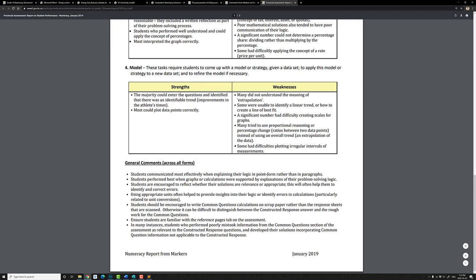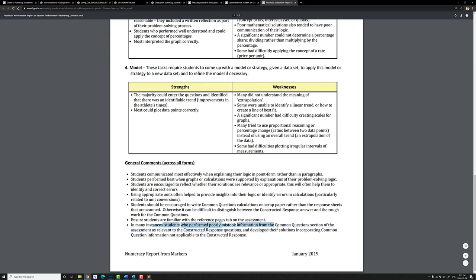Here's a nice general hint. Students communicated most effectively when explaining their logic in point form rather than paragraphs. So you might want to consider trying to make your answer in point form and make it as neat as possible. Here's some other good advice. Students should be encouraged to write common question calculations on scrap paper rather than response sheets that are scanned. So if you're allowed to use scrap paper, which you are, use that and make your answers nice and neat.